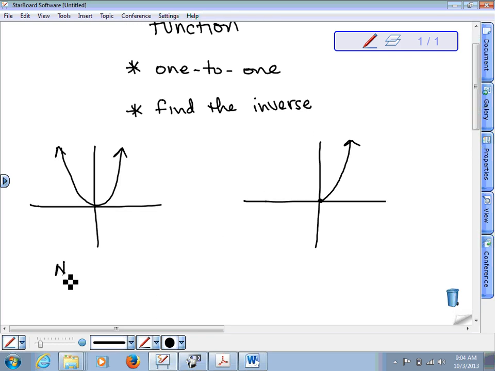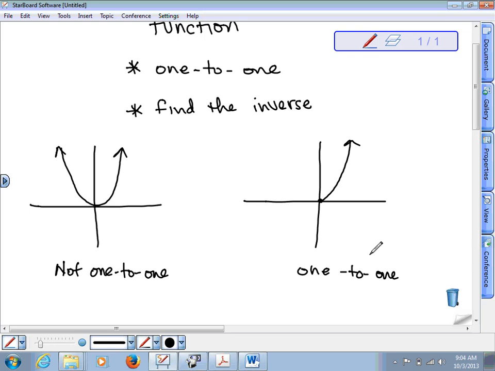Now the one on the left, underneath it, I want you to write "not 1-to-1". On the right side, I want you to write "this one is 1-to-1". Does this look at all familiar to anything you learned last year about one-to-one? Do you know what the vertical line test is?